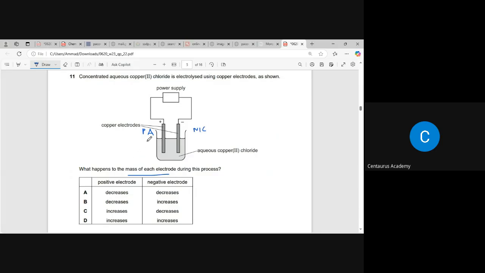Now, at the positive anode, if you remember, it is going to start to dissolve. It is going to get thinner, which means the positive electrode is going to lose its mass. Its mass is going to decrease. And the negative electrode's mass is going to increase as all the copper ions will be deposited onto the negative cathode, as a result of which this is going to get thicker and thicker. So for question 11, you're going to go with option choice B. Yes, B is the right answer.